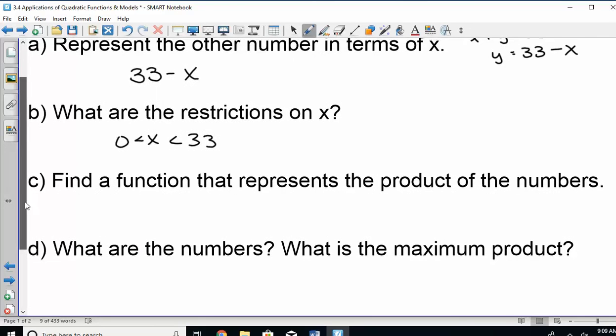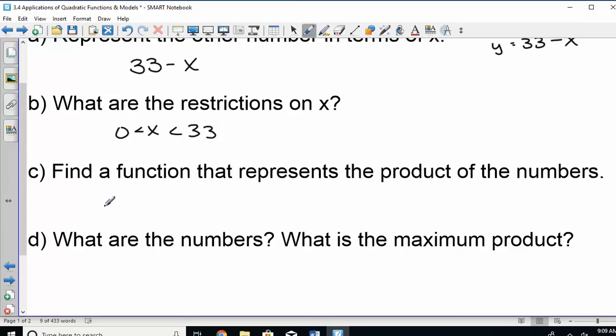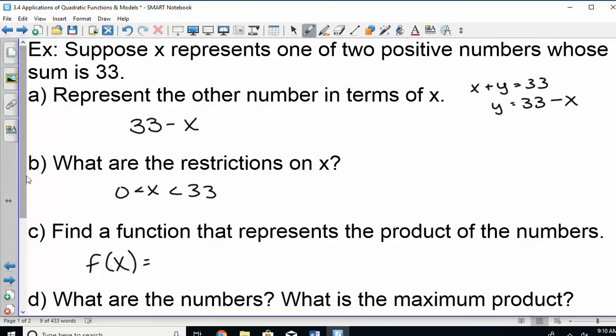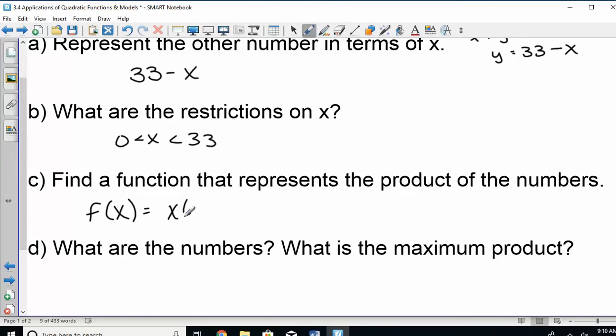Okay. Find a function that represents the product of the two numbers. So function, I'm just going to write f of x. What does product mean? Multiply. That's what I mean. So the first number was x and the second one was 33 minus x, so it's just x times 33 minus x. If you wanted, you could go ahead and distribute that and make it 33x minus x squared. Doesn't matter.